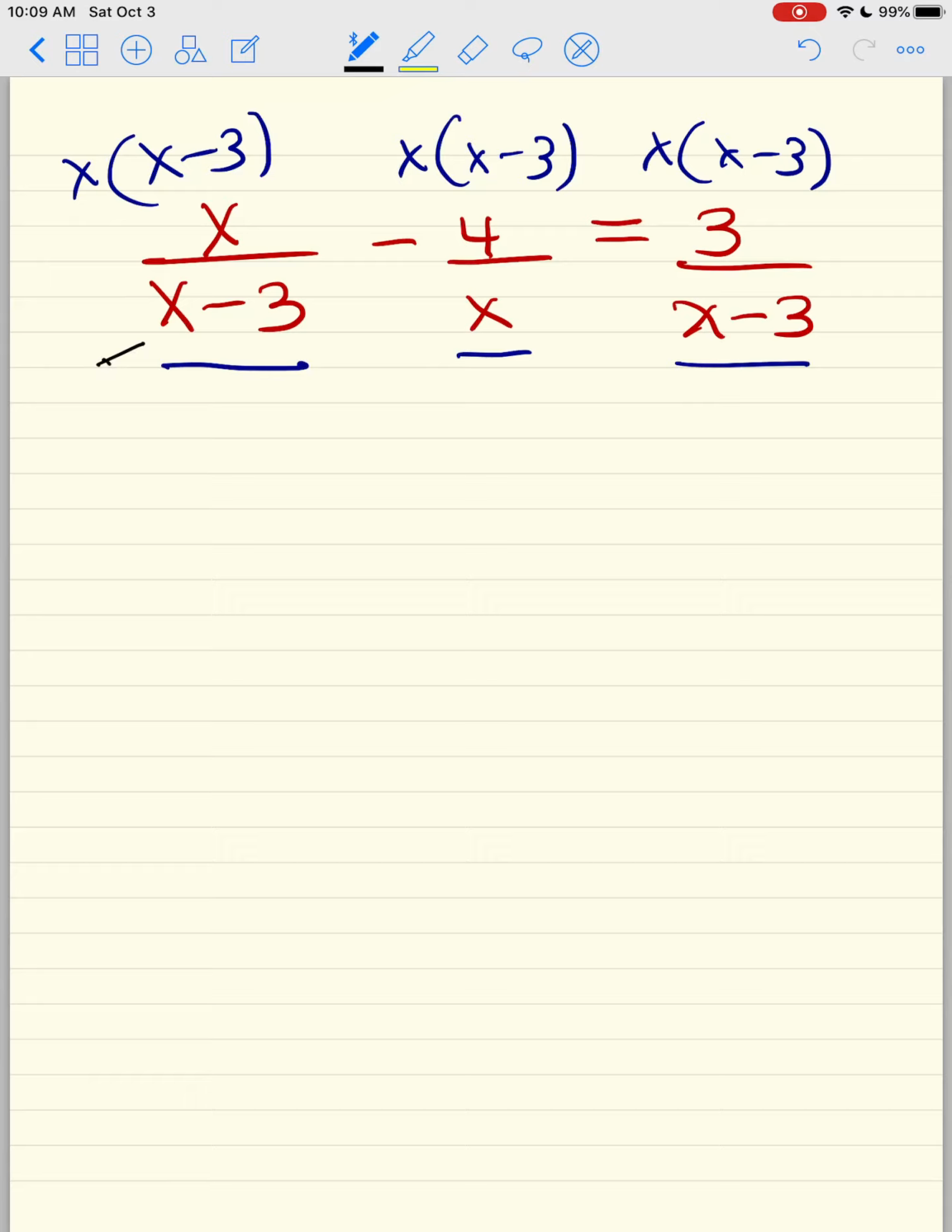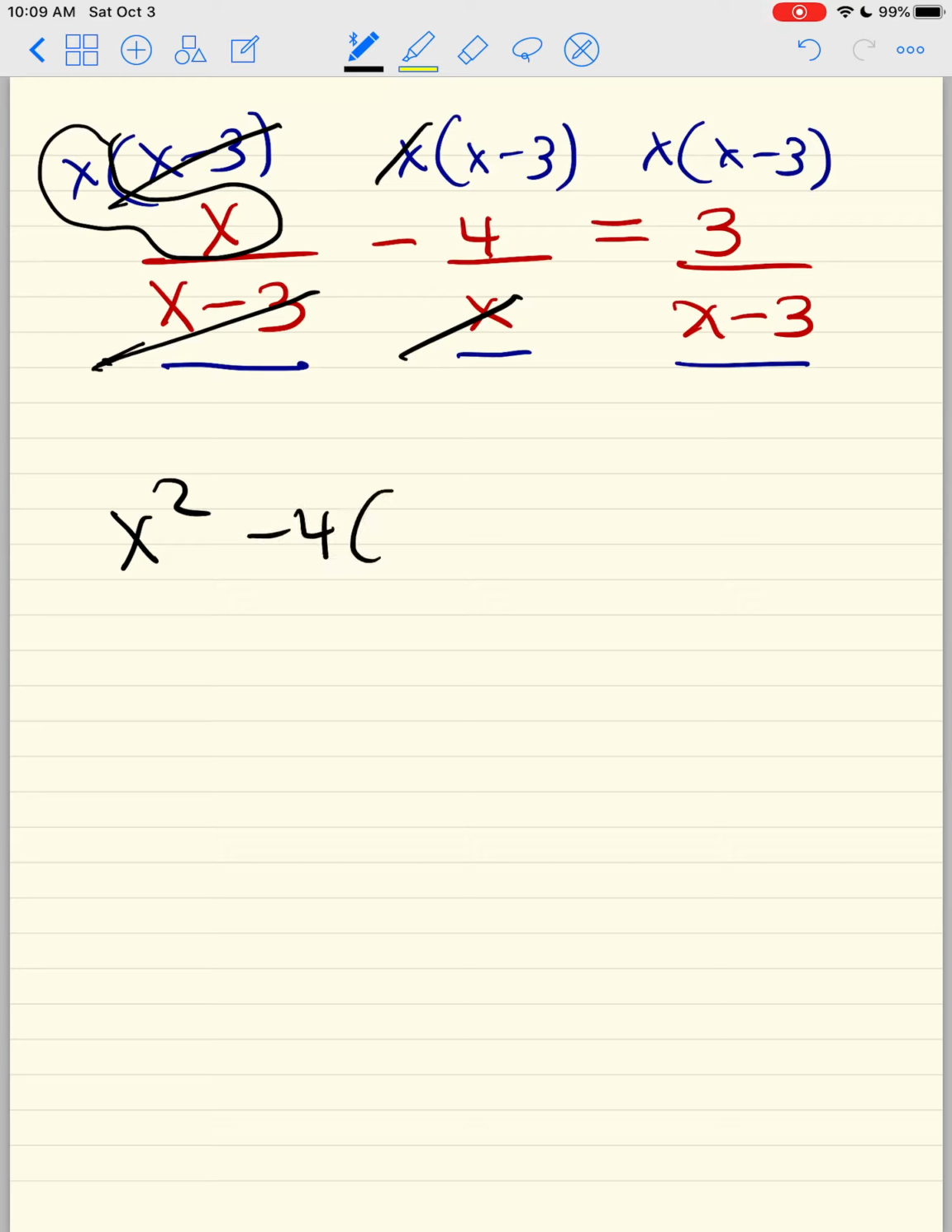Our goal is to get rid of the denominator. So x minus 3 and x minus 3 are done. You are left with an x squared on top. X and x are done. So you're left with the minus 4 times the x minus 3 on top. X minus 3, x minus 3, you're left with the 3 and an x on top. Our goal was to get rid of the denominator, and this is how we got rid of the denominator.